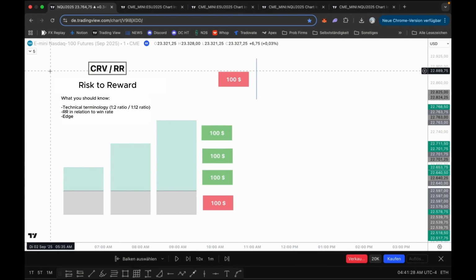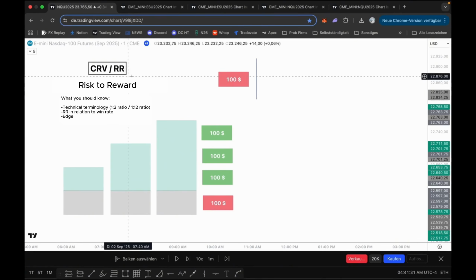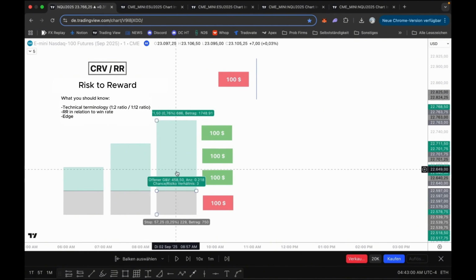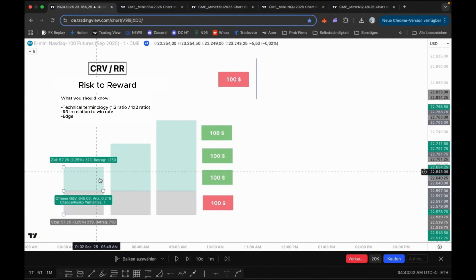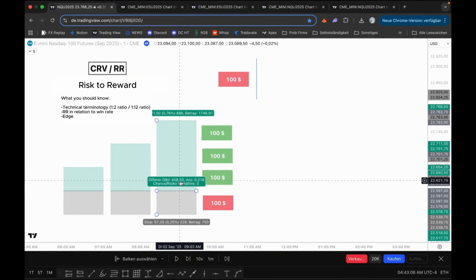In today's video, I'm going to teach you everything you need to know about RR. So RR stands for risk to reward, which is simply the English version. Just so you have a general idea, I've drawn it out for you here. Then, for example, you can see a 1-to-1, 1-to-2, and 1-to-3.